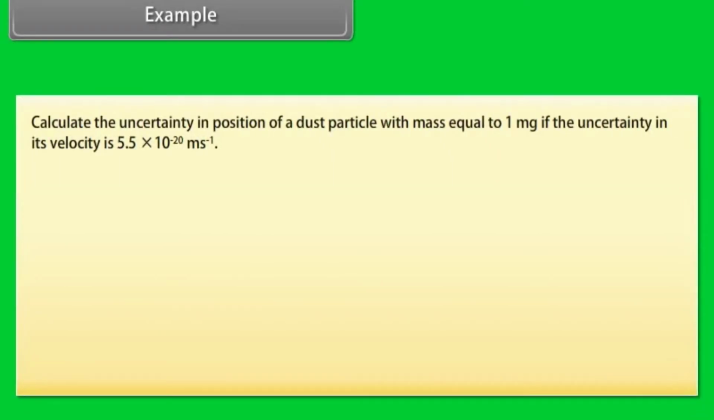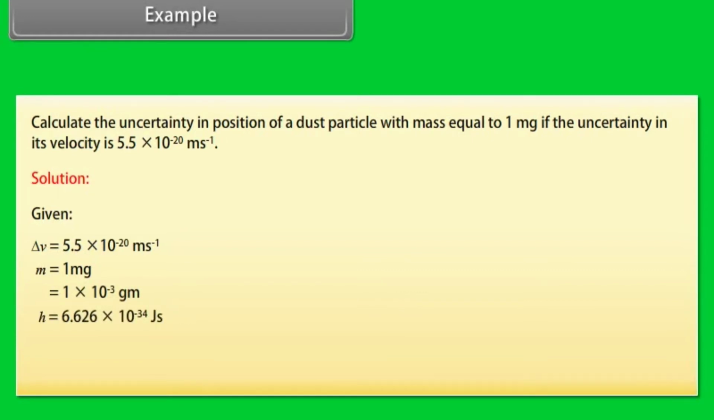Example: calculate the uncertainty in position of a dust particle with mass equal to 1 mg if the uncertainty in its velocity is 5.5 into 10 raised to the power minus 20 meter per second. Solution: given delta v is equal to 5.5 into 10 raised to the power minus 20 meter per second, m is equal to 1 milligram is equal to 1 into 10 raised to the power minus 3 gram, h is equal to 6.626 into 10 raised to the power minus 34 joule second.